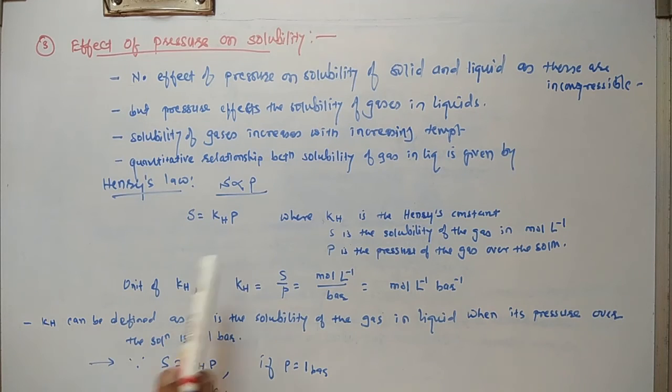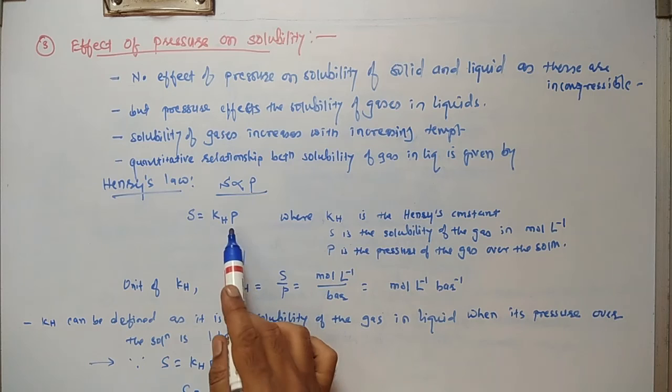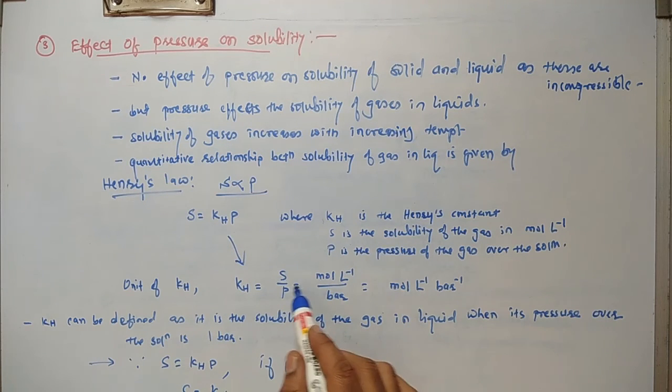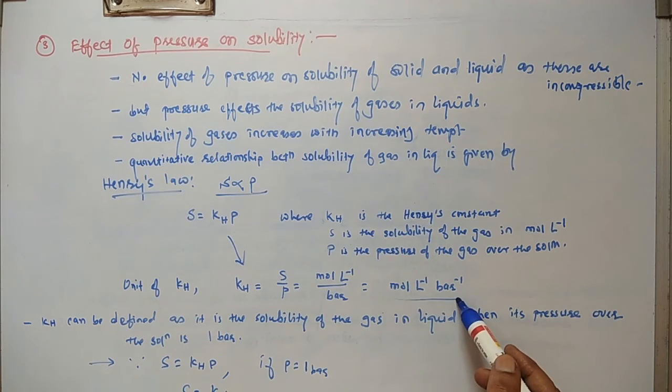Now let us look at Kh, the Henry's constant, and derive its unit. From this equation we can write Kh is equal to S upon P. The unit of S is moles per liter and P is expressed in bar. So the unit of Henry's constant Kh is moles per liter per bar.